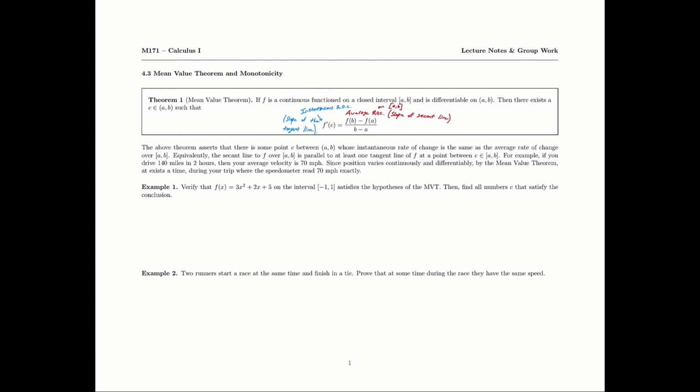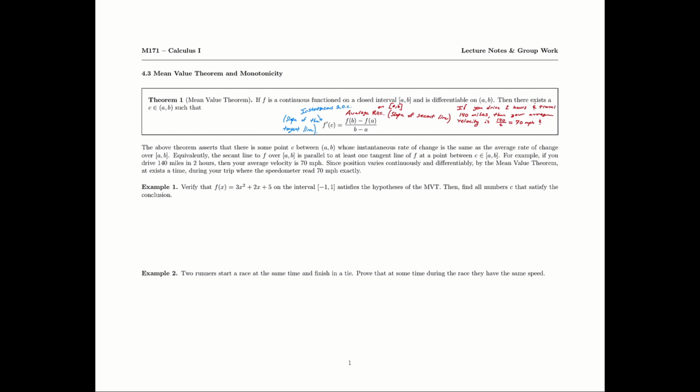Another way we can rephrase this, for instance if we're driving a car, is to say something like: if you drive, let's say, 2 hours and travel 140 miles, then your average velocity is, of course, 140 divided by 2, which is 70 miles per hour.